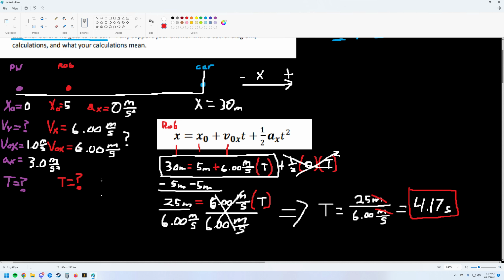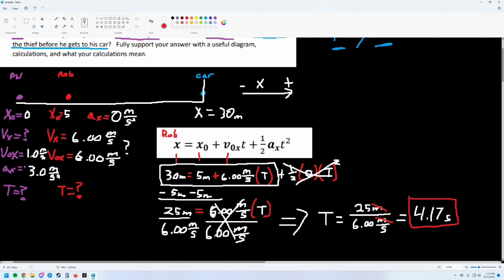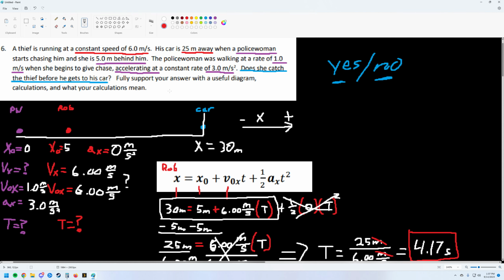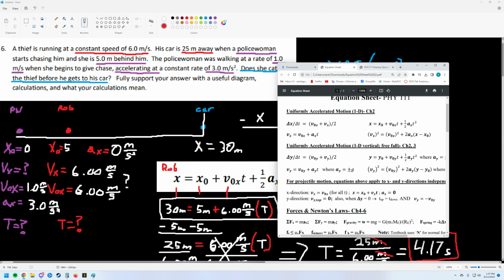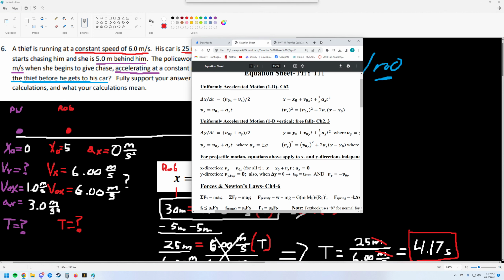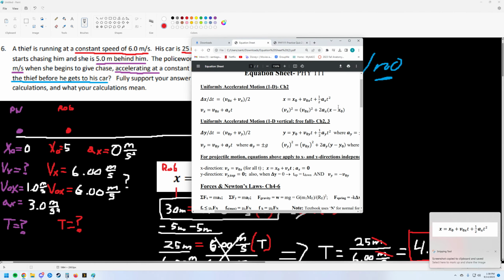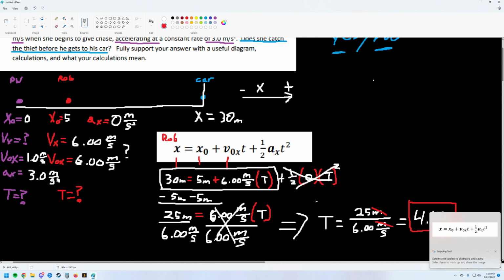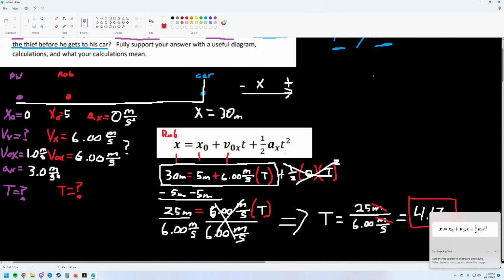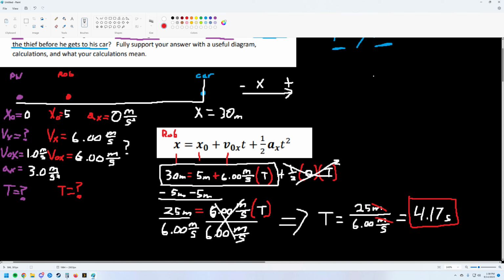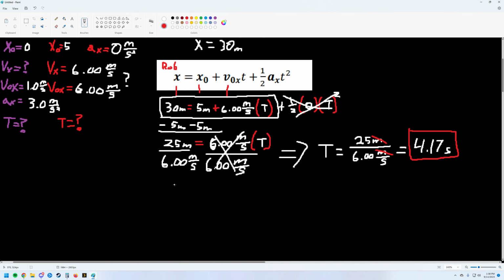The question is, does Mrs. Police Lady get there before him? So let's bring up our equation sheet. Which one are we going to use? Can we use the same one? I mean, we can use that same equation. The only difference is instead of our AX being 0, we're actually going to have to plug in those values. So that's kind of neat.